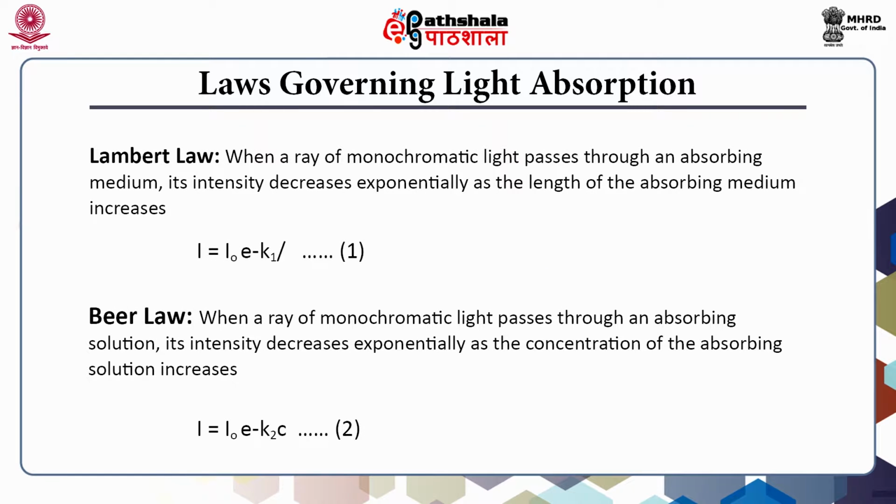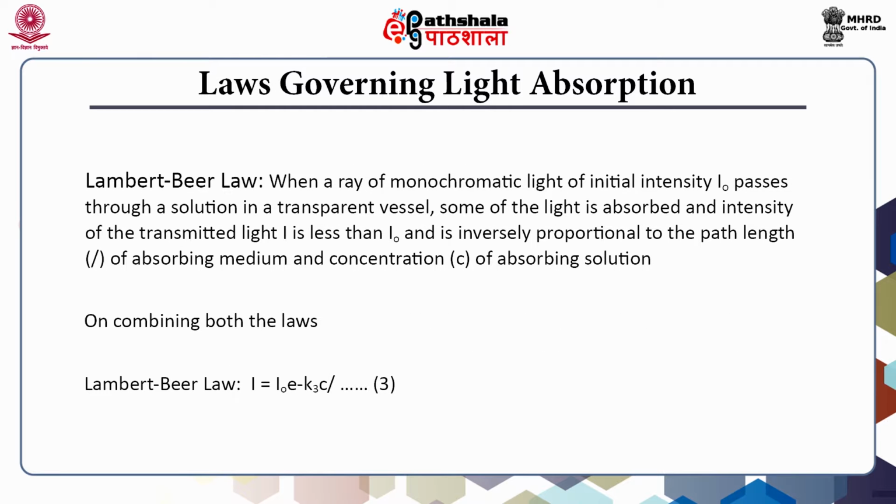Lambert's law states that when a ray of monochromatic light of initial intensity passes through a solution in a transparent vessel, the intensity of the transmitted light is inversely proportional to the path length of the absorbing medium. In 1852, August Beer discovered another relation. Beer's law states that when a ray of monochromatic light of initial intensity passes through a solution in a transparent vessel, the intensity of transmitted light is inversely proportional to the concentration of the absorbing solution.